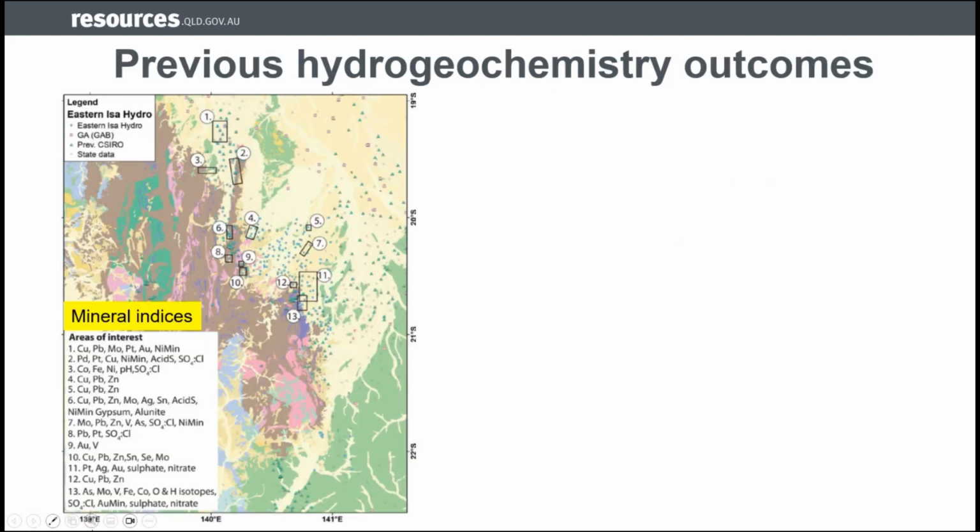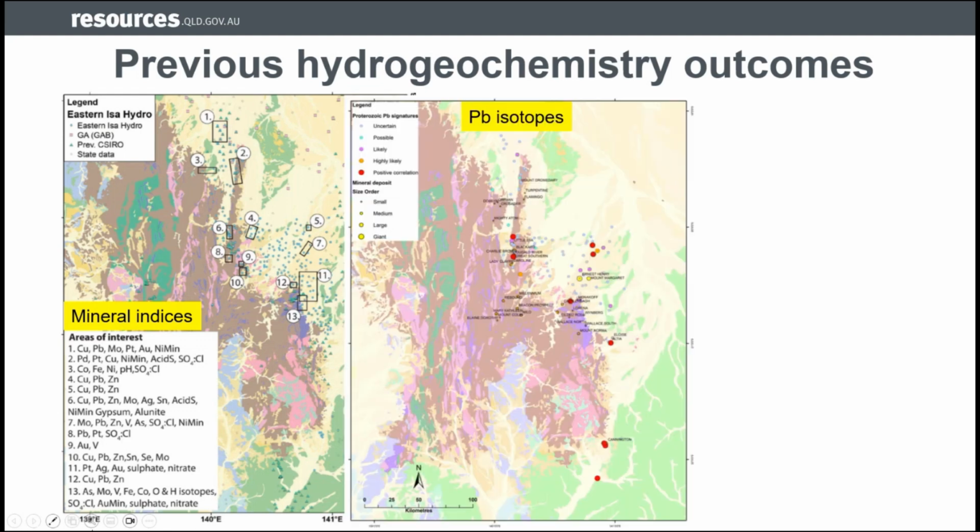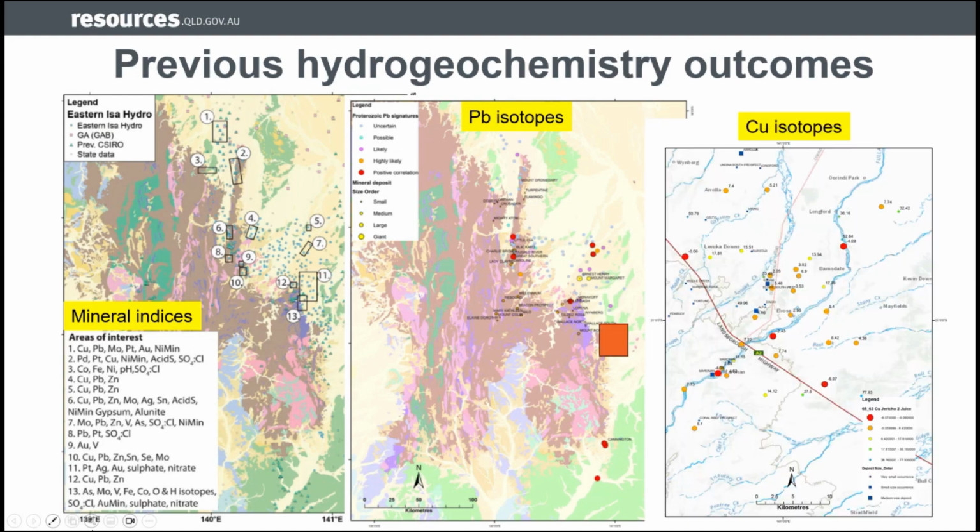From the earlier results that we did for Eastern Mount Isa, we identified 13 potential mineral areas of interest. Using lead isotope, we found another 4 additional areas. And I think most of these are being looked into by explorers. We applied copper isotope in one of the trials in the Jericho area, and it proved to be really successful in zoning in on the Jericho area.